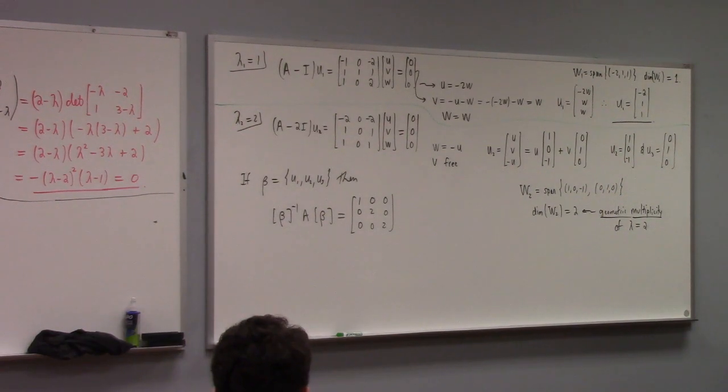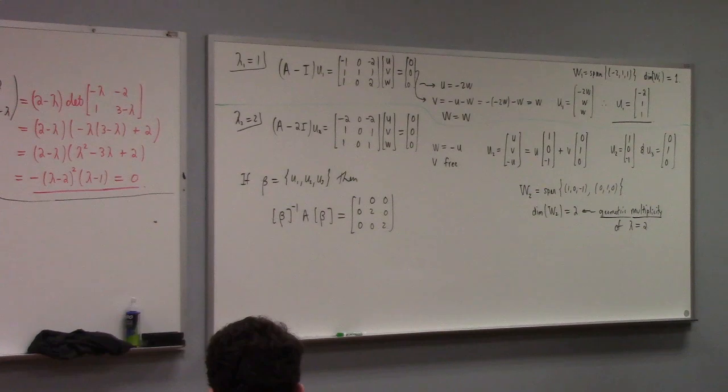Could you repeat what you said about what equals what to get an eigenbasis? I didn't catch that. What I'm saying is that if the algebraic multiplicity is equal to the geometric multiplicity for every eigenvalue, then the matrix is diagonalizable.